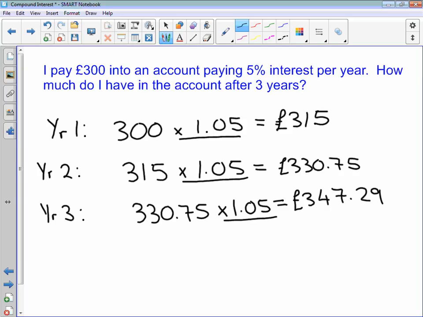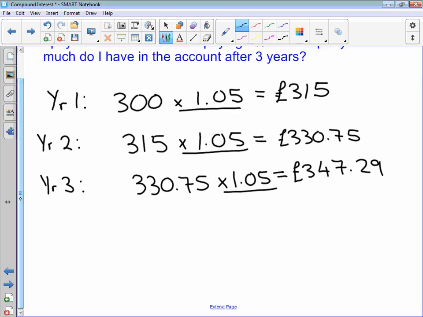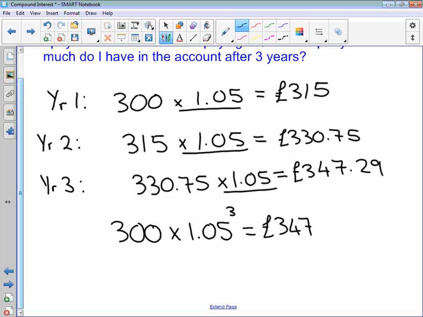Now, we can see that we have multiplied by 1.05 here, here, and here. So I've multiplied by 1.05 3 times. So if I'd originally started multiplying £300 by 1.05 3 times, so that's the same as cubing, then I would end up with £347.29.